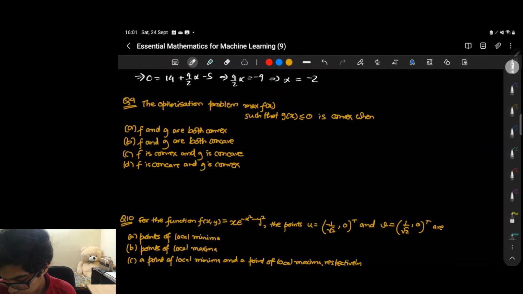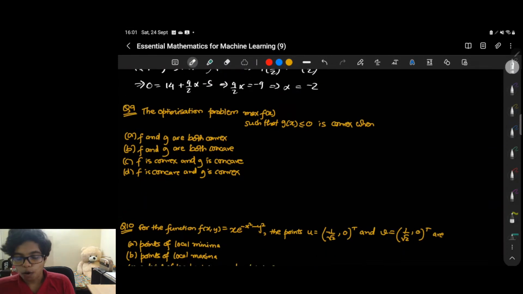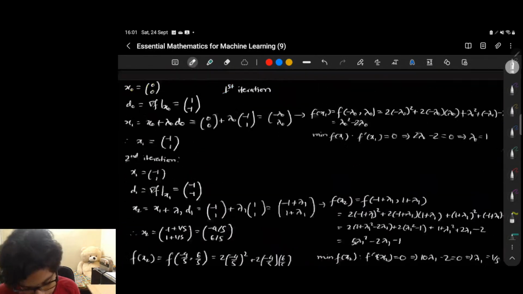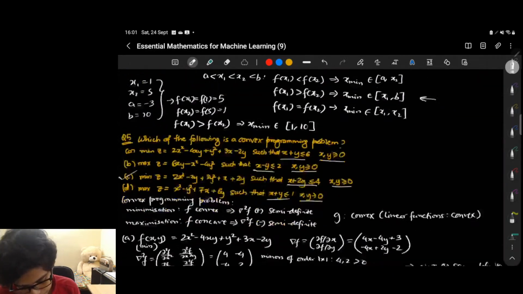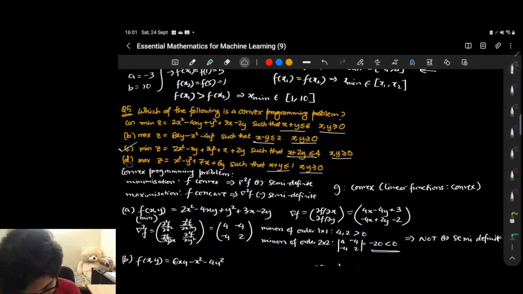Now two more questions. The optimization problem of maximizing f(x) such that g(x) is less than or equal to 0 is convex when we need to find out the conditions for a convex problem. And we had a similar question earlier. So I will copy that condition for you from there. So this is the condition.